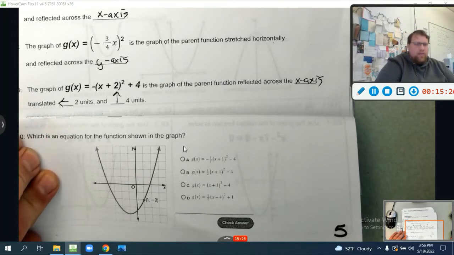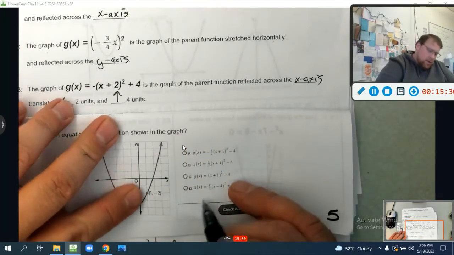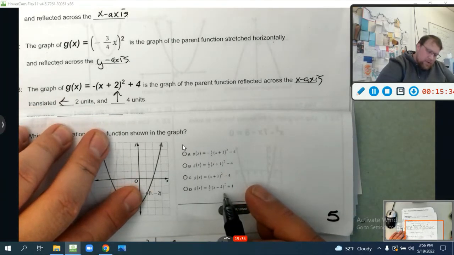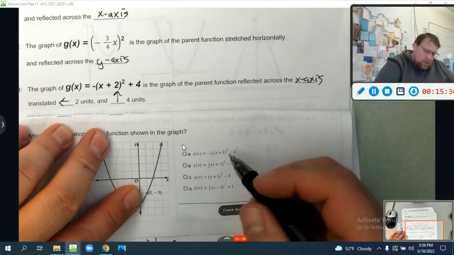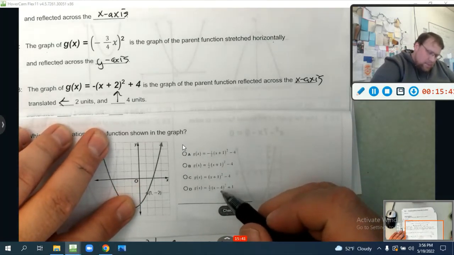All right. Okay, look at this graph down here. Which is the equation for the function in the graph shown? Well, I want to start at the bottom here. We see g of x equals 1/2 times x minus 4 squared plus 1. So let's look at that. First of all, it says minus 4, which tells us to move to the right 4.